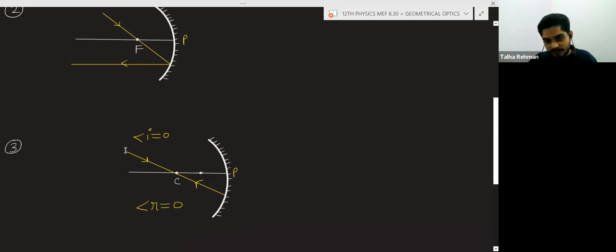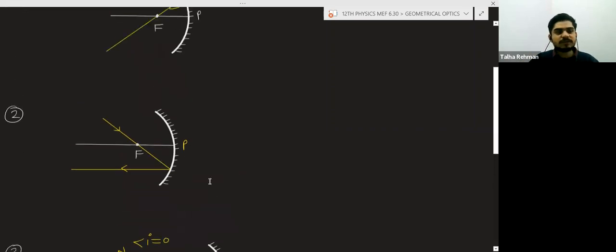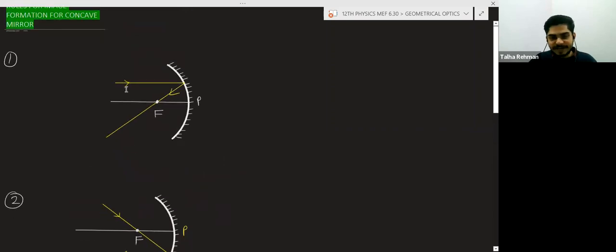When this light is going in this direction, it is making an angle of 0 degrees with the normal. This is a normal, you can consider this as a normal. When a light ray is going in this direction, again moving along the normal, the angle of reflection is also 0. And these are three basic rules, and there is one additional rule.